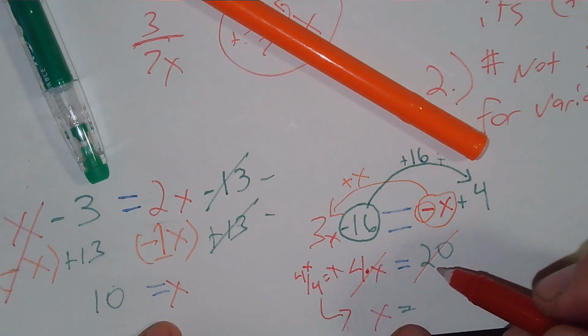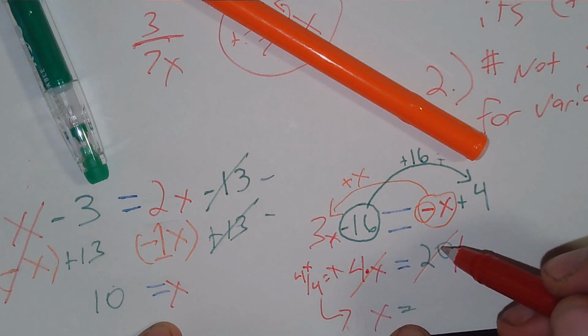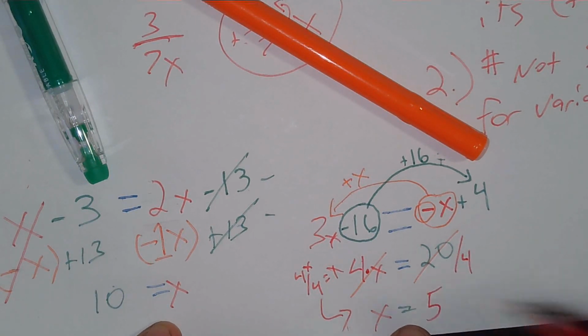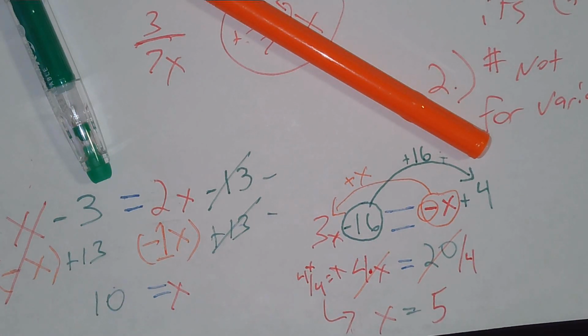All right, so over here we got 20 divided by 4. Well, 20 divided by 4 is 5. So our x value for this equation equals 5. Okay, I promise you, you will get more practice doing this.